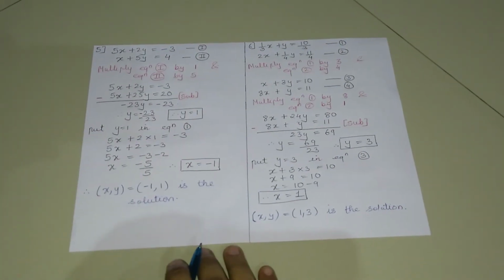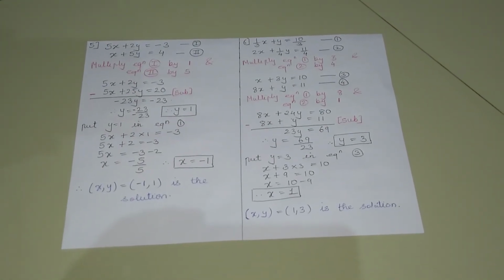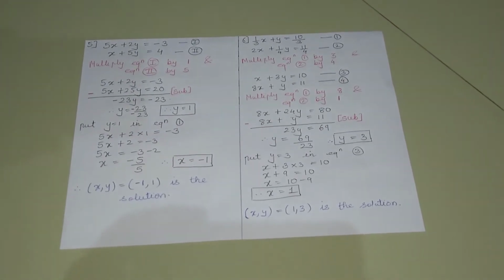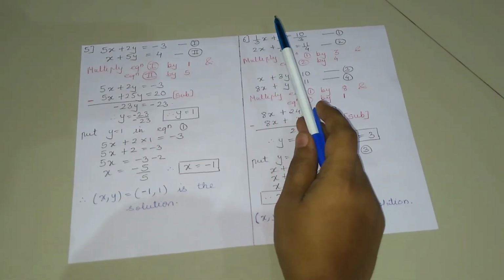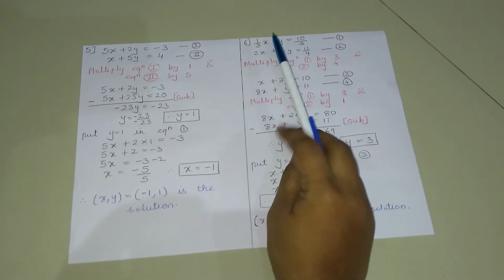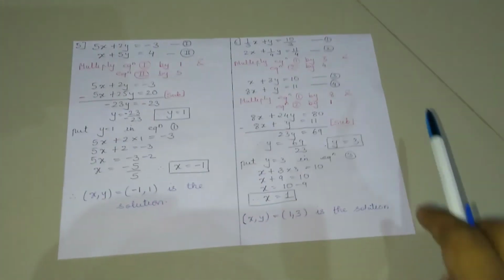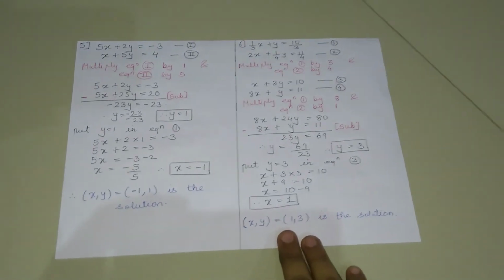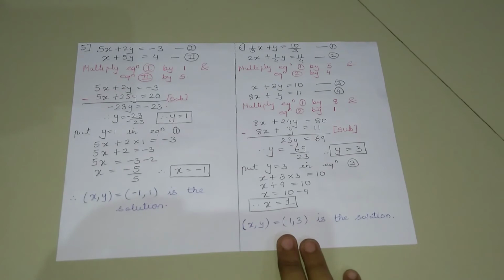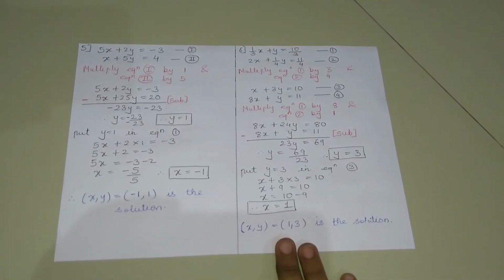Okay, here it is 5x plus 2y is equal to 3, x plus 5y is equal to 4. We have marked these as equation 1 and equation 2. Okay, so in this also we don't have the same pair. So first we'll make the same pair, so we'll multiply equation 1 by 1 and we'll multiply equation 2 by 5.